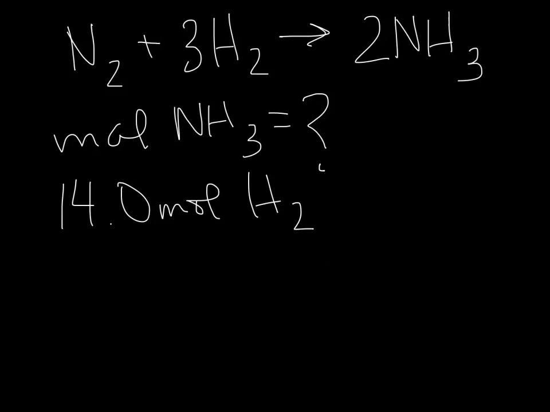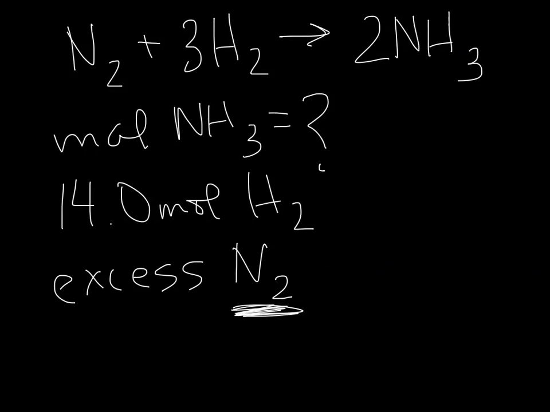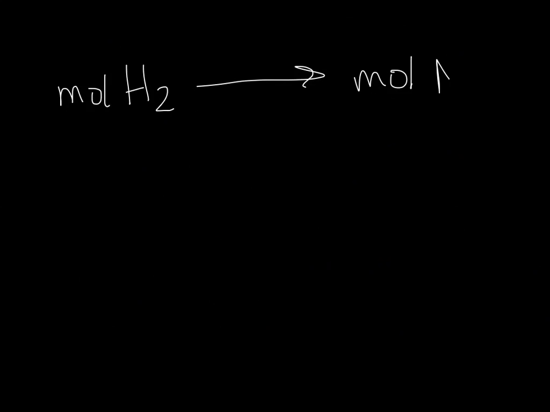It tells you you have excess nitrogen, so that means that our nitrogen does not have any effect on how much ammonia we make. We have tons of it. What's going to determine how much we make is our hydrogen gas. So I know that I'm going from moles of hydrogen to moles of ammonia.